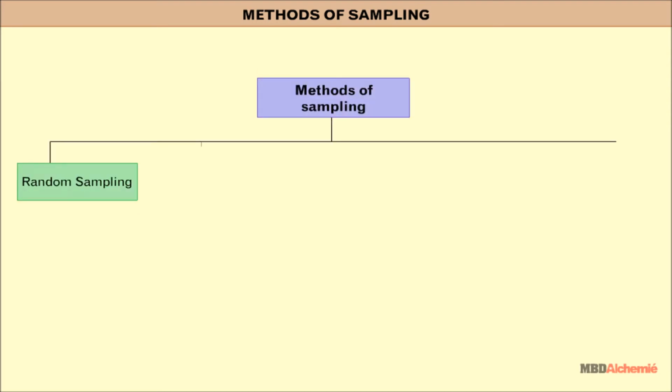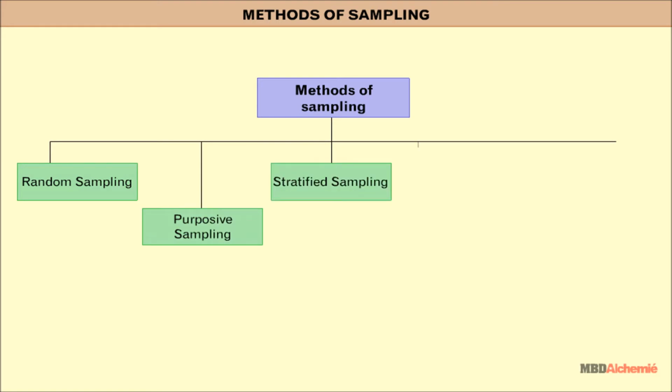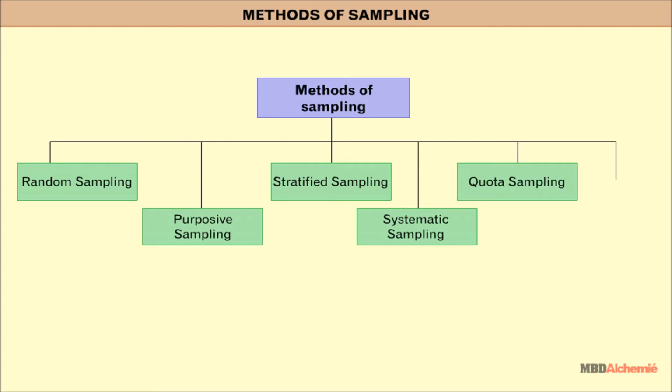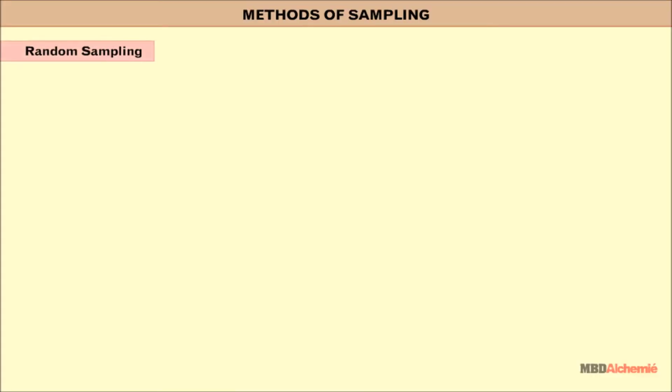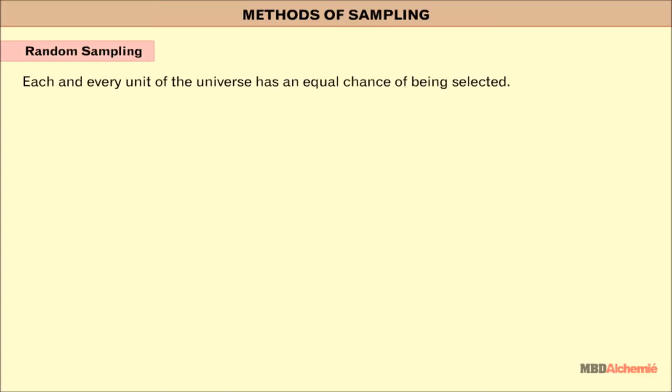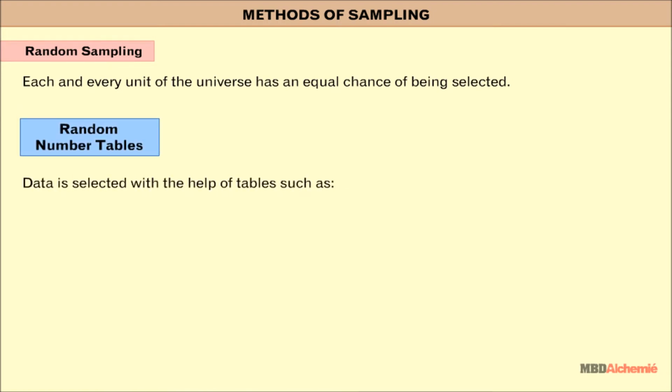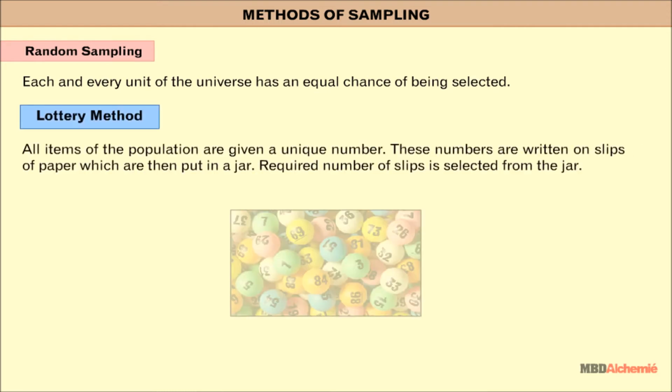Methods of sampling. The various methods of sampling are random sampling, purposive sampling, stratified sampling, systematic sampling, quota sampling, and convenience sampling. Random sampling. Each and every unit of the universe has an equal chance of being selected. Random number tables. Lottery method.